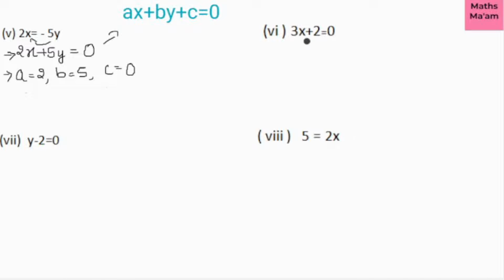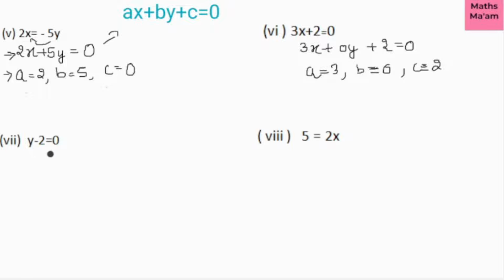Right, next one is 3x plus 2 is equal to 0. Here we can say it's 3x plus 0y. There is no term of y, so that's why we'll write 0y. Then 2 is equal to 0. So we can say here a is equal to what? 3, b is equal to 0 because it's not present, so we'll write 0, and c is equal to 2 like this.